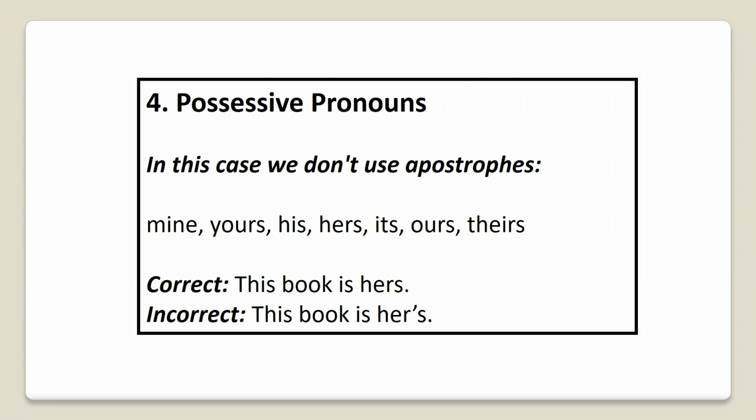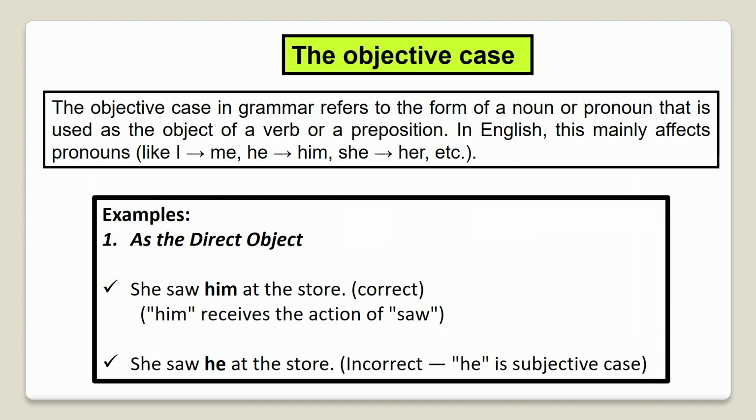This is all. So next, the topic is the objective case. What is the objective case? The objective case in grammar refers to the form of a noun or pronoun that is used as an object of a verb or preposition. In English, this mainly affects pronouns like I, me, he, him, she, her, it, etc.